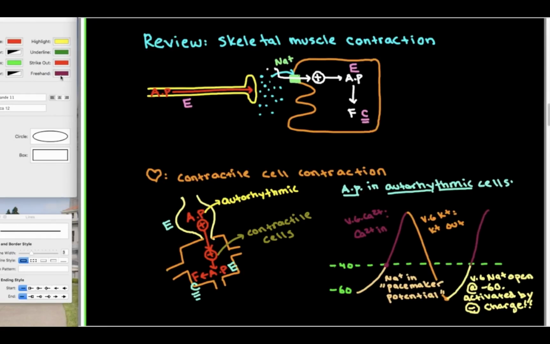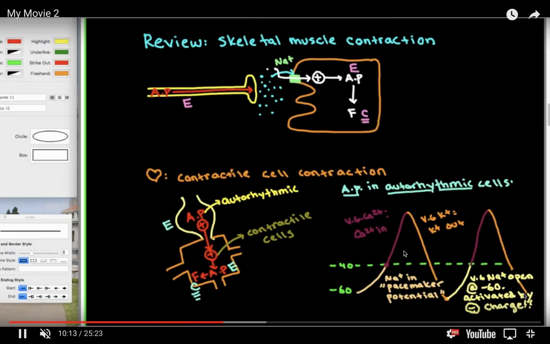So we have this unique action potential, spontaneously open at minus 60, and it'll generate another one in rhythm, one heartbeat, second heartbeat, and forever, every single second of your life.